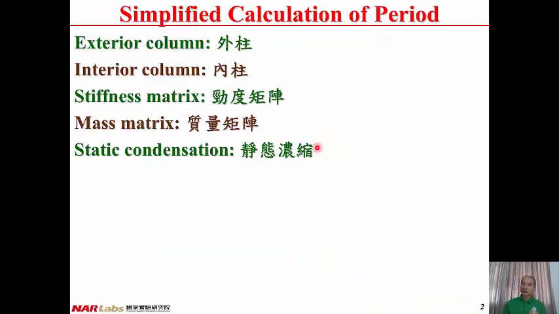And here are some terminology. Exterior column, in Chinese, 外柱. Interior column, 内柱. Stiffness matrix, 刚度矩阵, mass matrix, 质量矩阵. Stiffness matrix and mass matrix are two key quantities for the determination of fundamental vibration period. And here's static condensation, 静态凝聚. Through static condensation, we can reduce the number of degrees of freedom so that the dynamic analysis becomes much simpler.